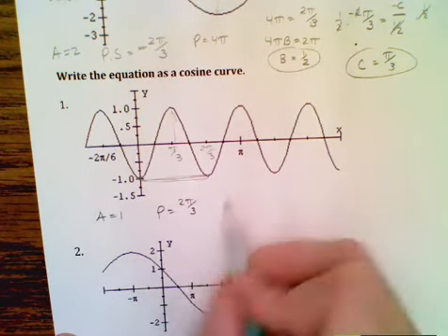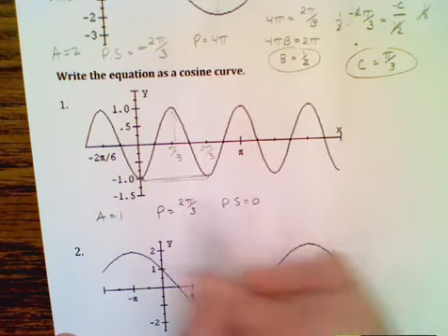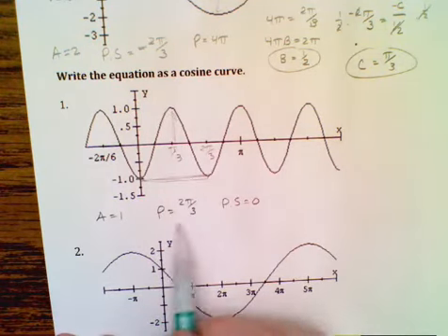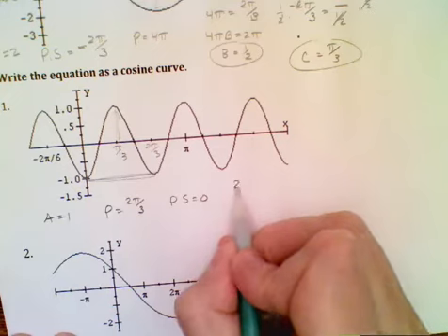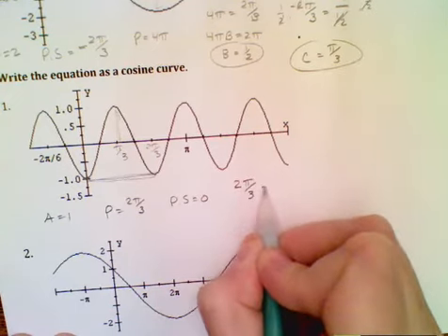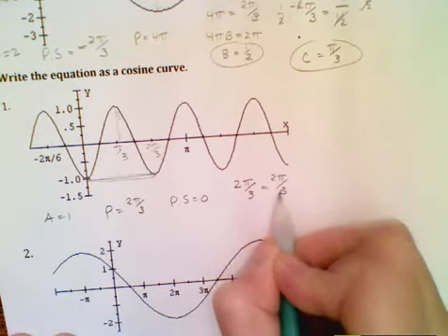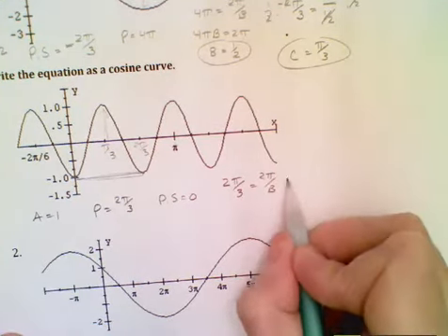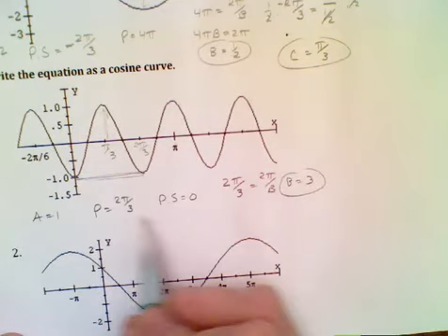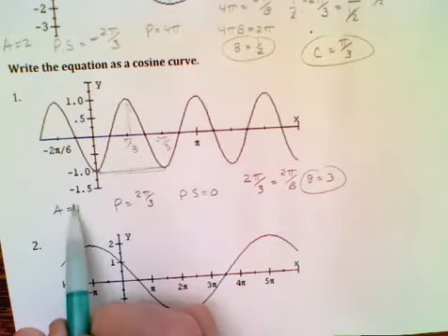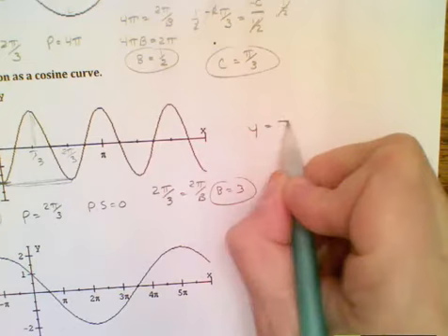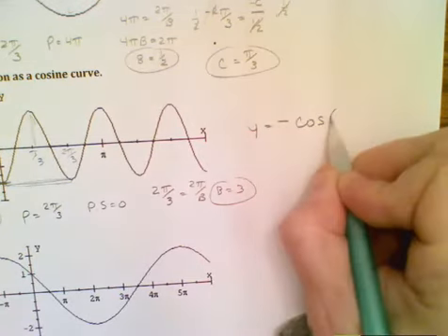And then I would have no phase shift. And remember, no vertical shift because I went up 1 and down 1 from that axis. So the only thing I have to figure out is b. So the period is equal to 2 pi over b. And then that's easy to see. If 2 pi over 3 equals 2 pi over b, b is going to have to equal 3. So I've got b. There's no phase shift, so c is 0. And my amplitude is 1. But again, I'm going to put a negative in front of it because I'm starting down there. So y equals negative 1 cosine of 3x.